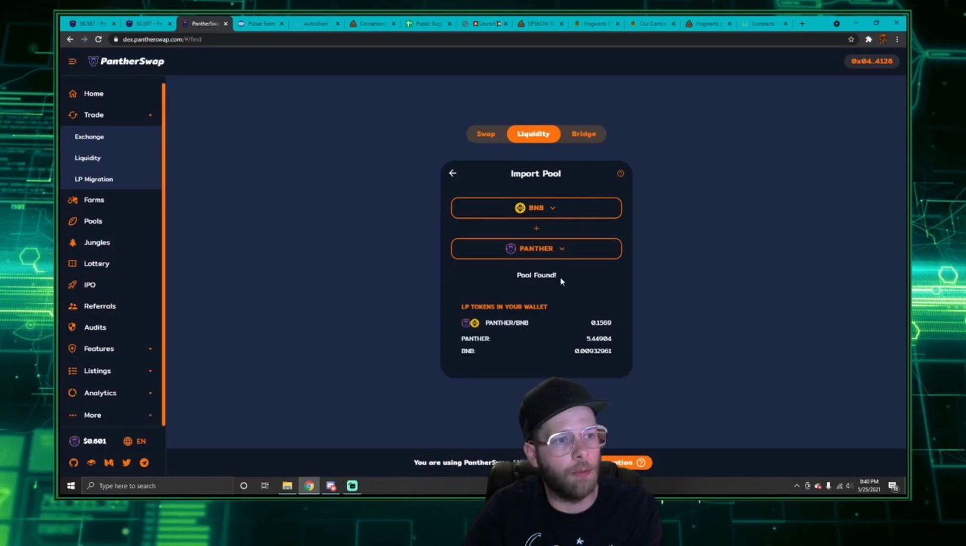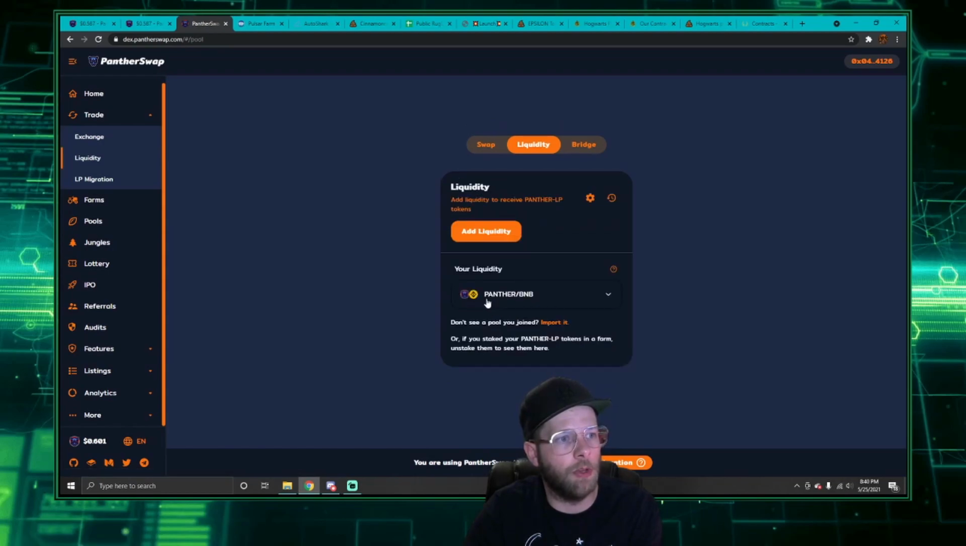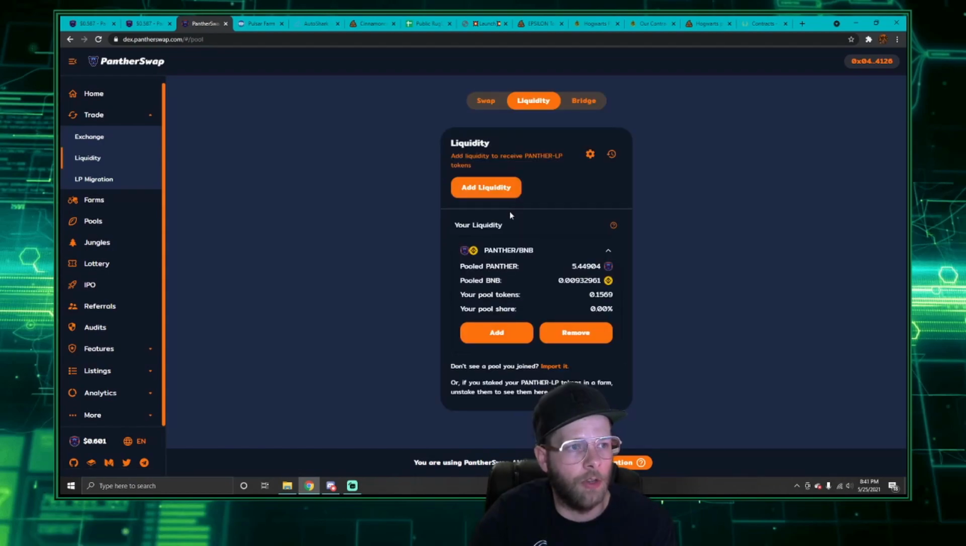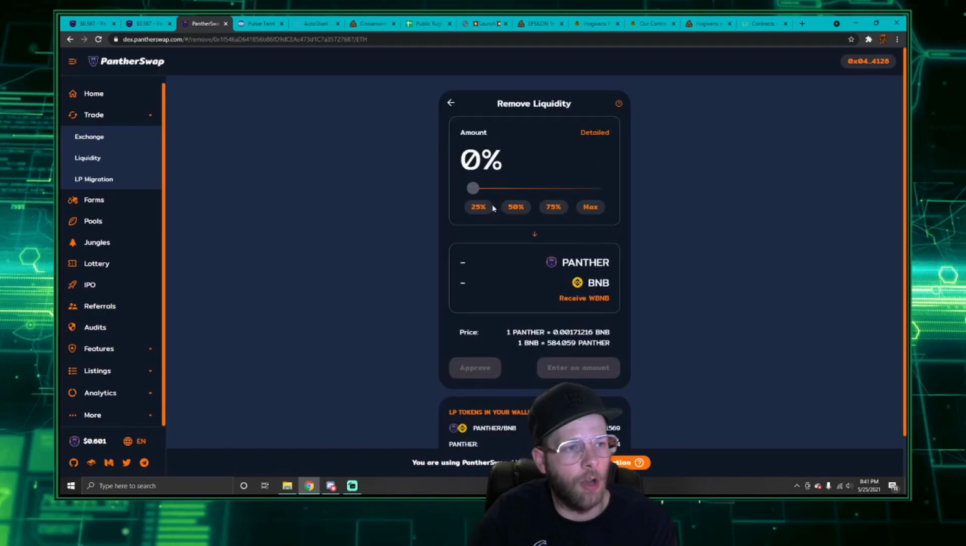Or you might need to copy and paste the contract address. And once it finds that pool, so pool found, you back out, and then it should appear right there in your liquidity. So here's the liquidity I have, and what we want to do is remove it. So we already unstaked it, now we're going to remove the individual parts of it.